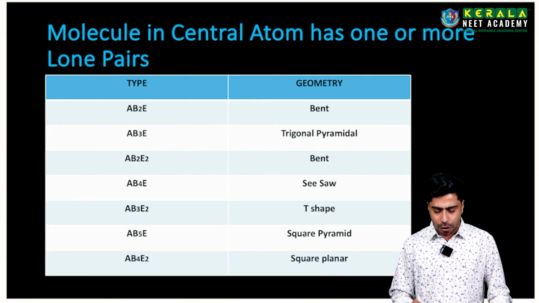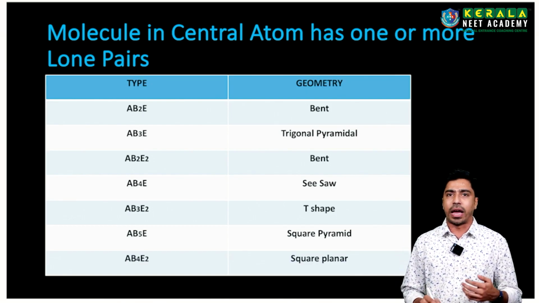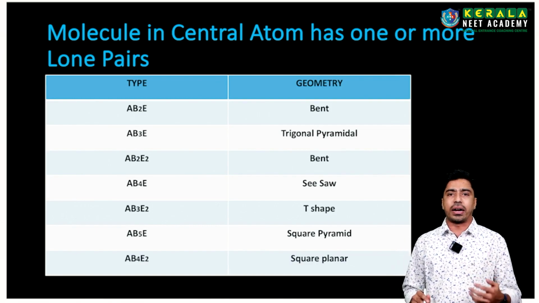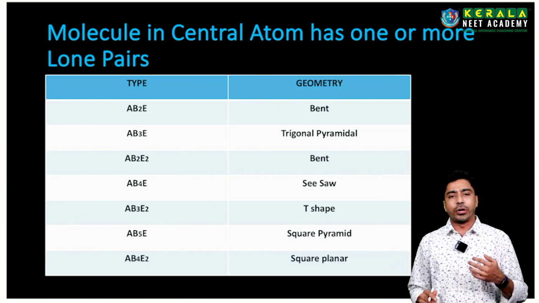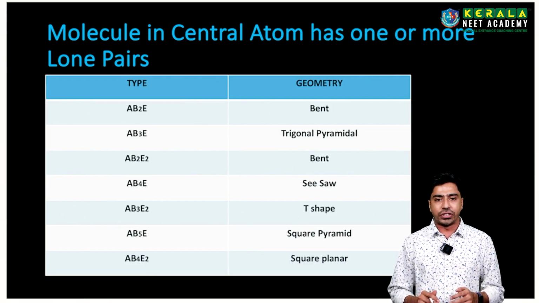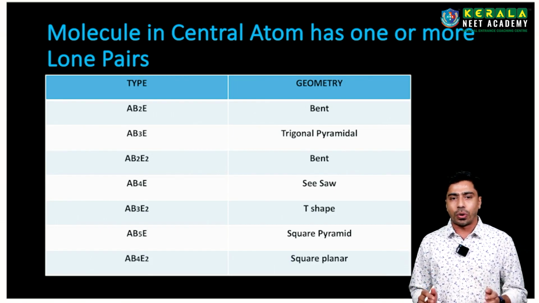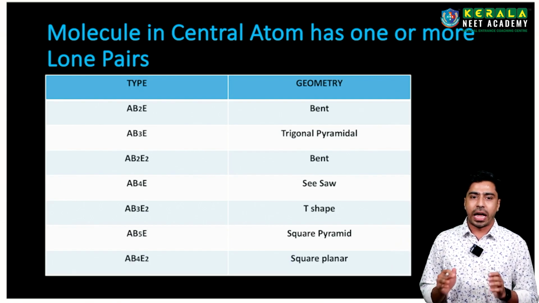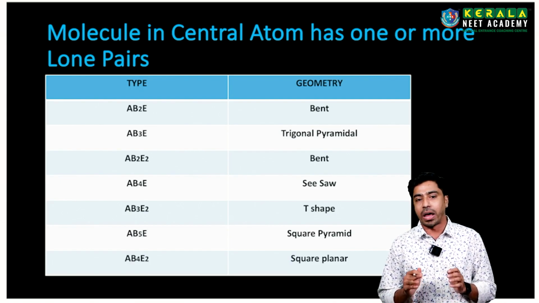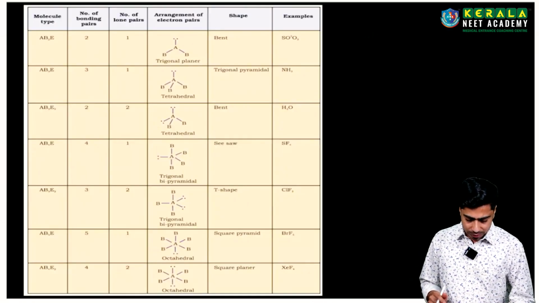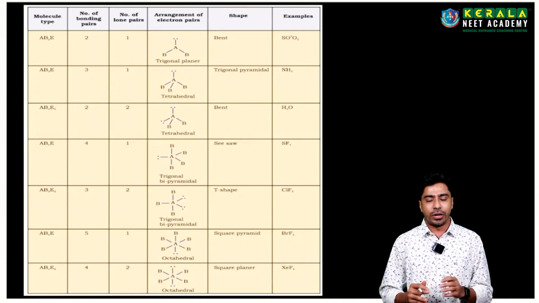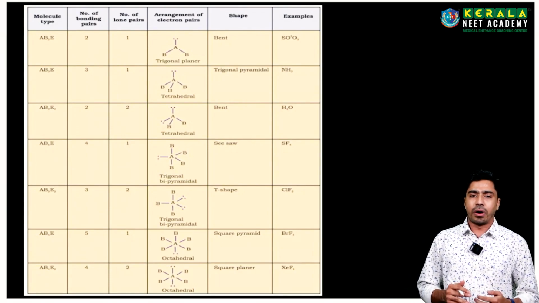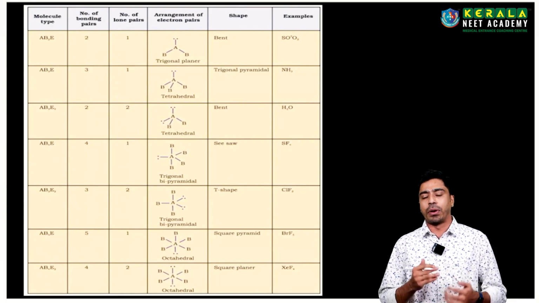So if a molecule belongs to AB2E type, then it will be having a bend shape. AB3E means it will be having a trigonal pyramidal shape. AB2E2, again, it will be having a bend shape. AB4E, seesaw. AB3E2, T-shape. AB5E, square pyramid. And AB4E2 will be square planar. And now, see, these are the different geometries of AB2E, AB3E2, etc. So here, now we'll see how to recognize the shape of a molecule.